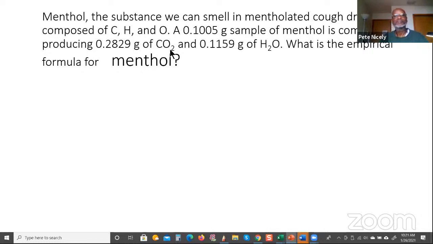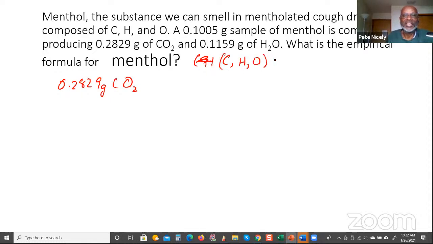Let me start off with the 0.2829 grams of carbon dioxide. As we said before, if a compound is burnt in oxygen, and let's say this is a general formula for the compound, CHO, we don't know how many carbon, hydrogen, or oxygen atoms are present, but when this reacts with oxygen, it forms CO2 and H2O.